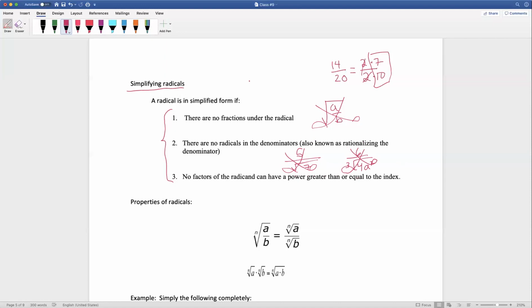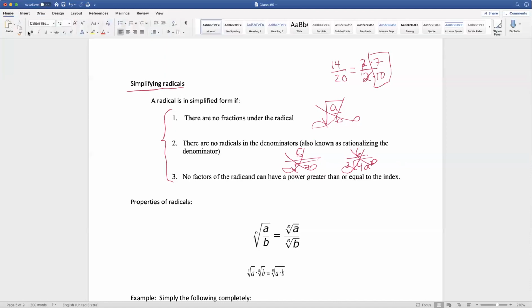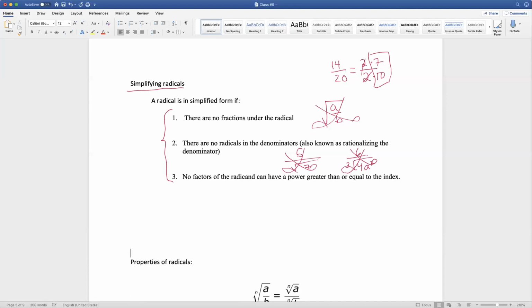Now, the third property, which is probably the more important property, and I'm going to spend a nice amount of time talking about it, is that no factors of the radicand can have a power greater than or equal to the index. So what does this mean? I'm going to spend a minute or two talking about this to make sure that you understand what it means. No factors of the radicand can have a power greater than or equal to the index. Let's take a look at an example.